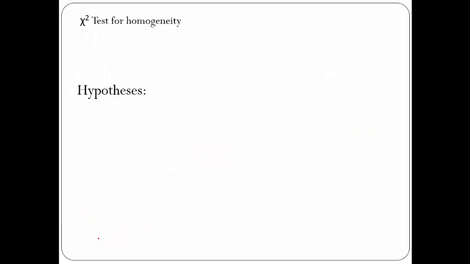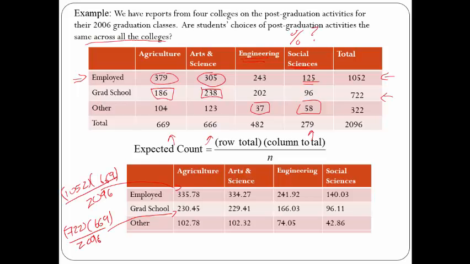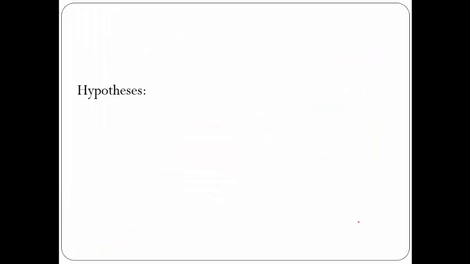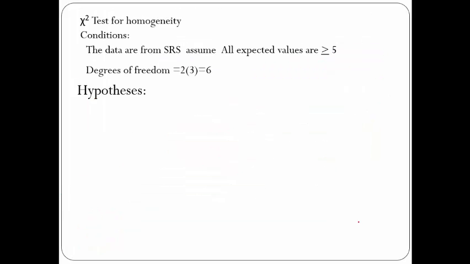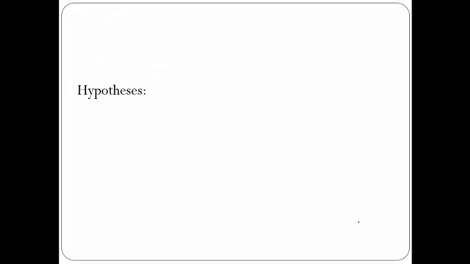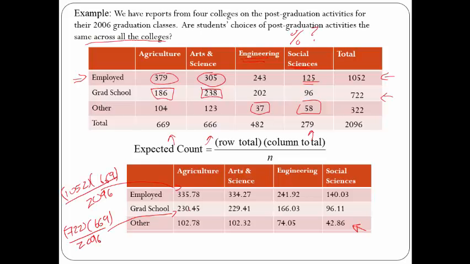Not a big deal. So we're going to run a chi-squared test for homogeneity. Real quickly, the conditions: we didn't say the data was random, so we're going to assume it. And all of our expected values are bigger than 5. Go back and look: 335, 334, and in fact the smallest expected value is 42.86. So our conditions are met. For degrees of freedom, this is a 3 by 4 matrix, so we do rows minus 1 times columns minus 1: 3 times 2 equals 6. So there's your degrees of freedom.